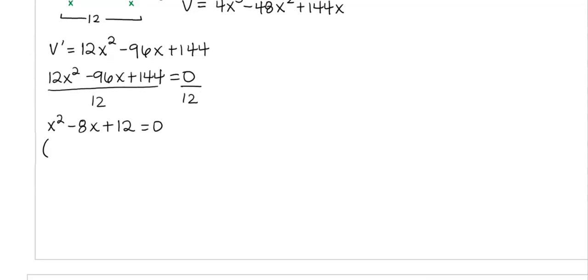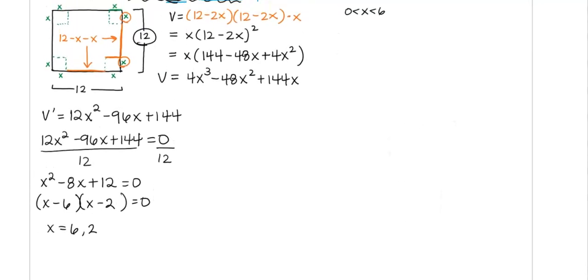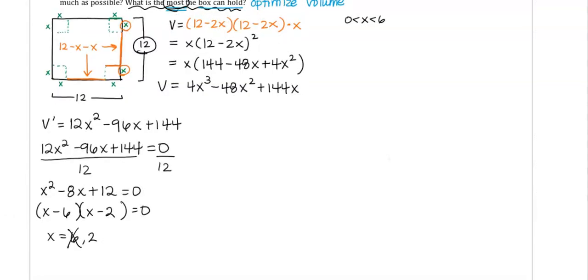And then this is a quadratic equation that can be factored. Factors into x minus 6 and x minus 2, giving us critical values of 6 and positive 2. Now, when we talked about our restriction earlier, we said that x is not allowed to be 6. So I'm going to go ahead and cross that out. So the only critical value we have is x is equal to 2.